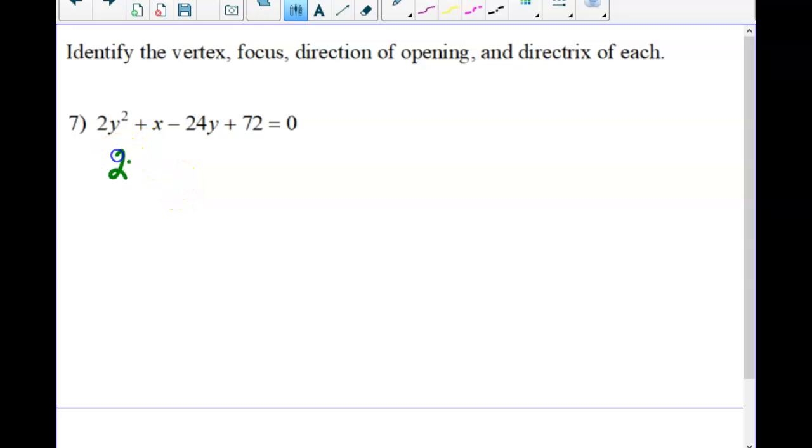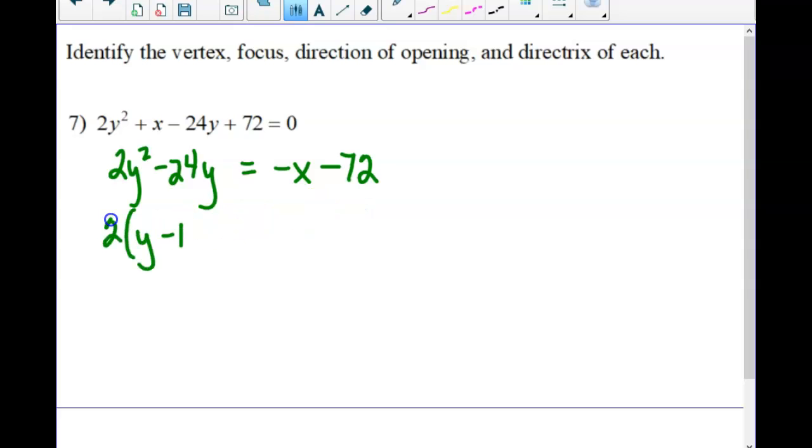All right, I'm going to leave the squared terms on this side and move everything else to the other side. Guys, please watch, if nothing else, okay? Then I'm going to factor out the 2. We haven't done one with a coefficient before. I should have started with this one.